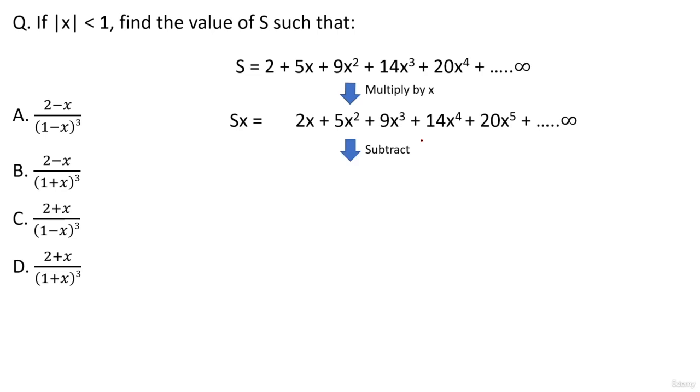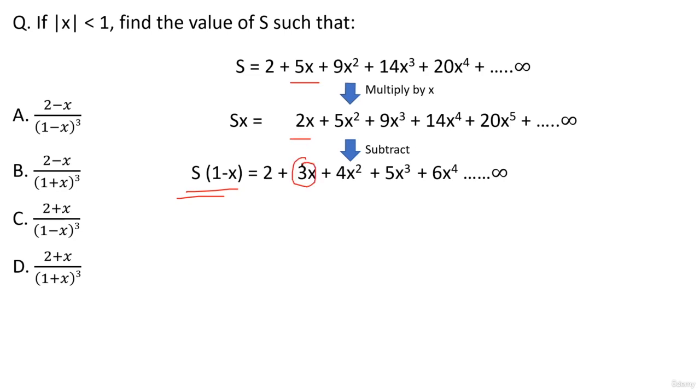Guys, when we subtract them, on the left hand side, you will have S minus Sx. Take S common between these two. Then there is nothing to subtract from 2, so write 2 as such. 5x minus 2x will give you 3x. 9x square minus 5x square gives you 4x square. 14x cube minus 9x cube gives you 5x cube, so on and so forth.